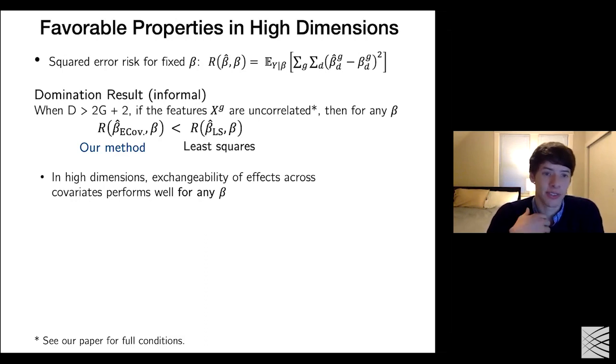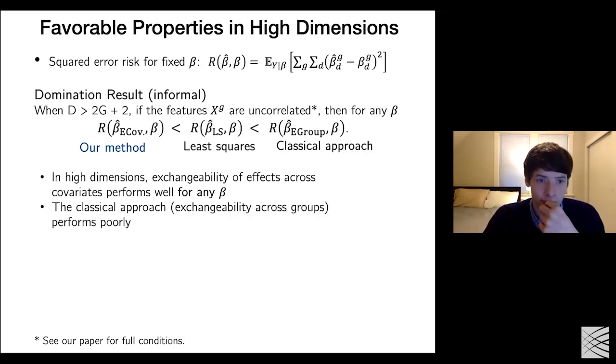And interestingly, this is something that will hold for any beta, regardless of how well this prior based on exchangeability reflects our prior beliefs. And then furthermore, this classical approach in high dimensions is actually going to perform poorly relative to least squares in this high dimensional setting. And I'm denoting this by E group for assuming exchangeability across groups.